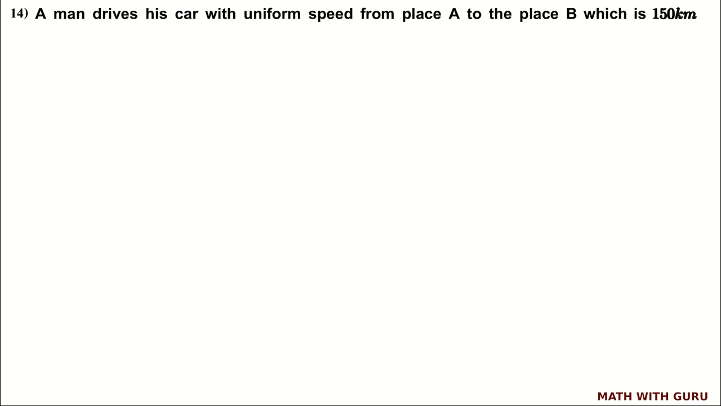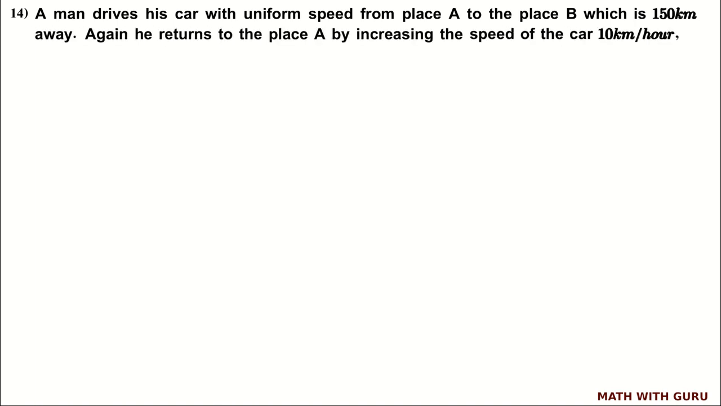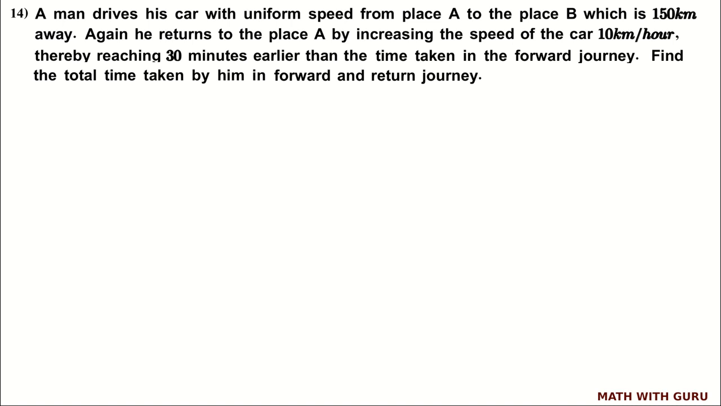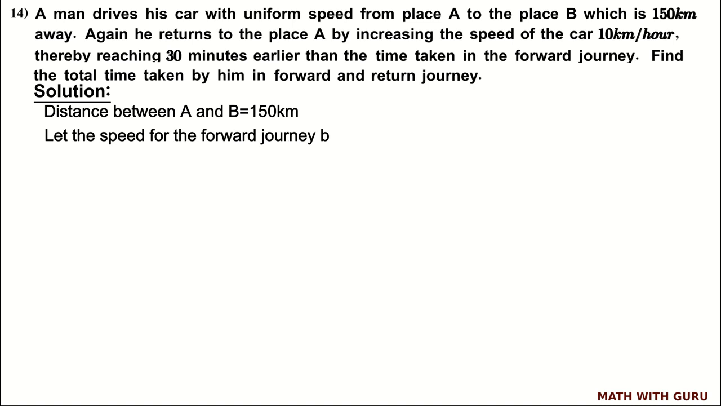14th question. A man drives his car with uniform speed from place A to place B, which is 150 kilometers away. Again, he returns to place A by increasing the speed of the car by 10 km per hour, thereby reaching 30 minutes earlier than the time taken in the forward journey. Find the total time taken by him in forward and return journey. Distance between A and B equals 150 kilometers.